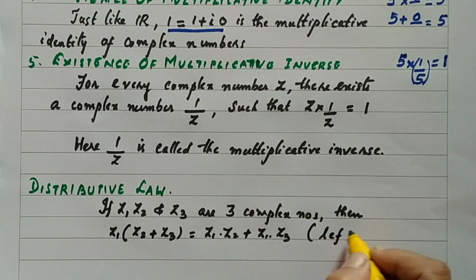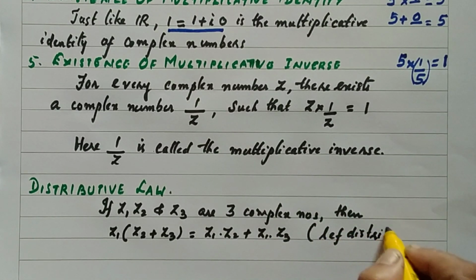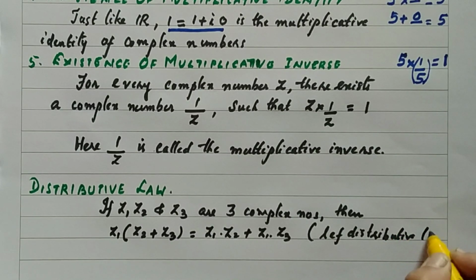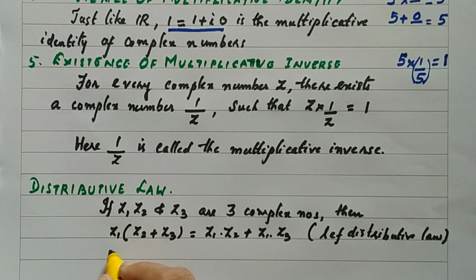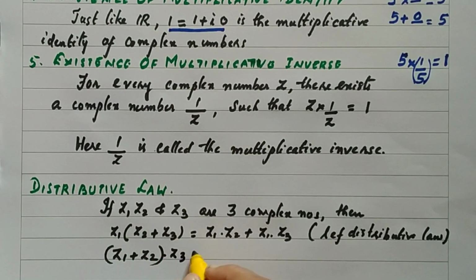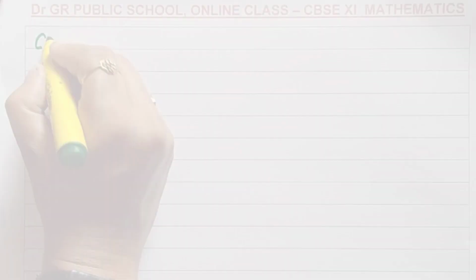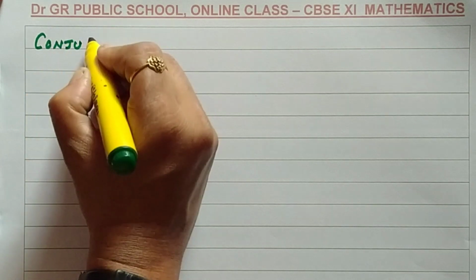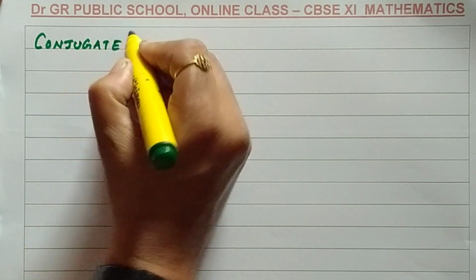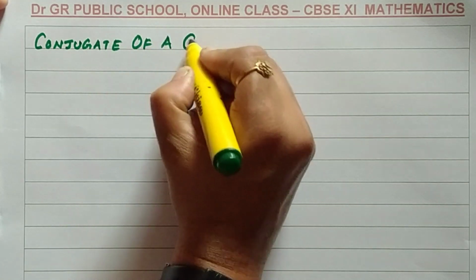This we call the left distributive law. And if you write (Z1 plus Z2) into Z3 equals Z1 into Z3 plus Z2 into Z3, that is the right distributive law. Next is the conjugate of a complex number.